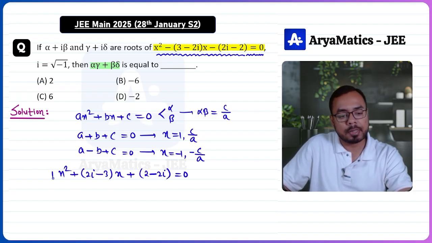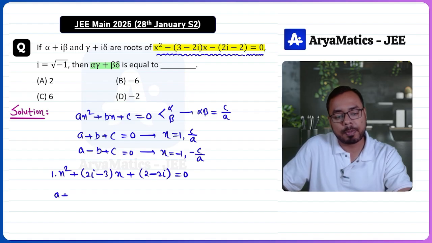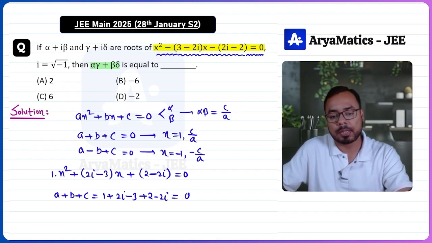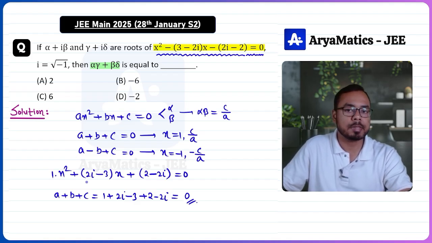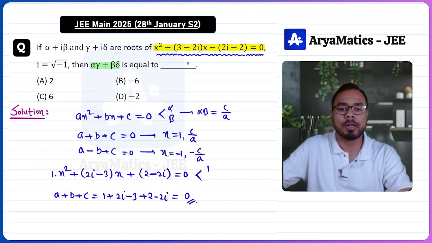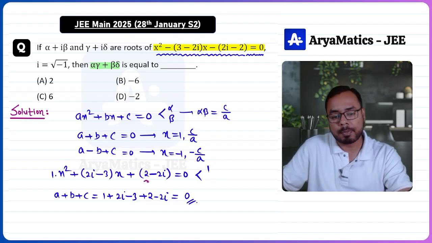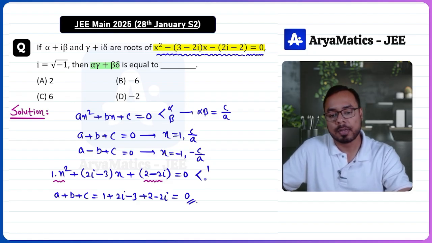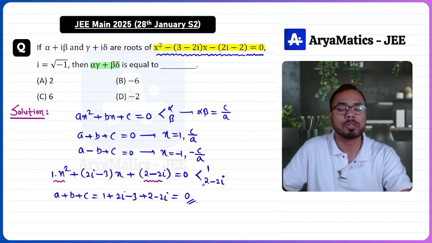And as you can see, in this quadratic equation, the sum of coefficients will be a plus b plus c. Now the coefficient of x square is 1. The coefficient of x is 2 iota minus 3. And the constant term is 2 minus 2 iota. 3 minus 3 and 2 iota minus 2 iota, those two will cancel. That means in this quadratic equation, the sum of coefficients is 0, which means one of the roots of this quadratic equation will be 1 and the other root will be c by a. That means the constant term divided by the coefficient of x square. The coefficient of x square is 1. So that means the other root must be 2 minus 2 iota.